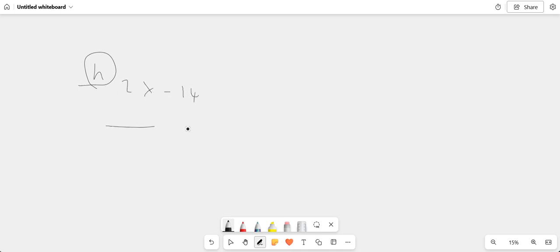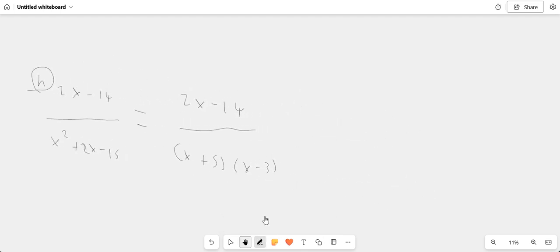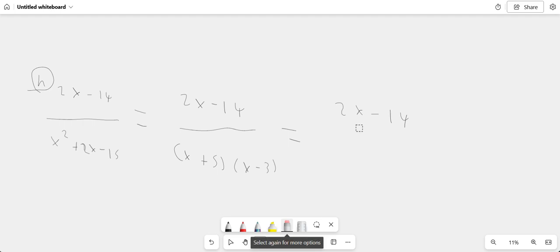2x minus 14 over x squared plus 2x minus 15, yeah? Alright. So that's equal to 2x minus 14, yeah? Over, again, use polynomial on the bottom, yeah? So that will give you x plus 5 and x minus 3. And then that's obviously equal to 2x minus 14. My bad. Obviously, you need to write a over the first one and b over the second one, yes? That's obviously equal to a over x plus 5 plus b over x minus 3, yeah?